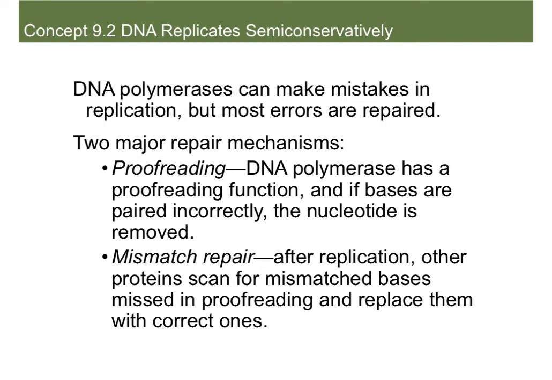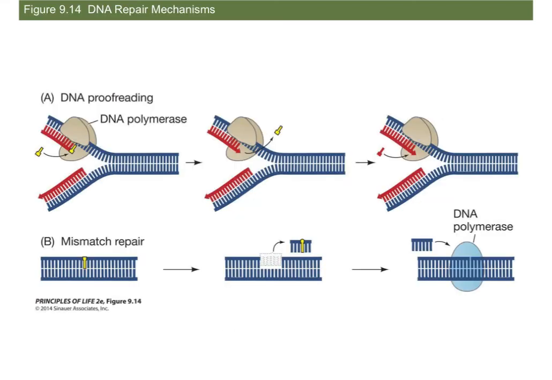Mismatch repair is another repair mechanism. After replication, other proteins scan for mismatched bases that are missed in proofreading and replace them with correct ones. So not only can DNA polymerase check itself as it goes and remove the mismatched nucleotides, but there's also a second DNA polymerase that is going to do mismatch repair.